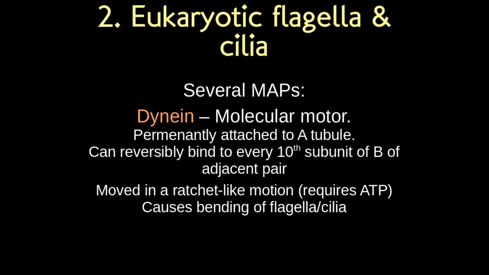And then we have this ratchet-like motion that will essentially pull itself along the B tubule, and this requires ATP. What this does is, as you get one side moving relative to the adjacent ones, you get bending of the entire flagella. Or depending on how all 9 of them are working together, you can also get a twisting or a spinning motion or something else like this, depending on how we actually get that working.